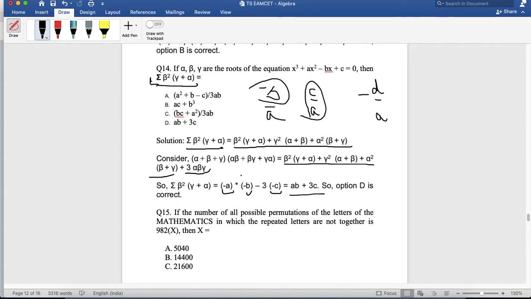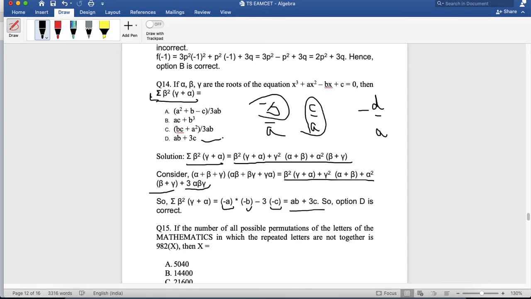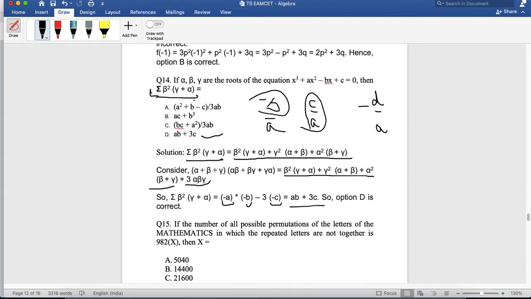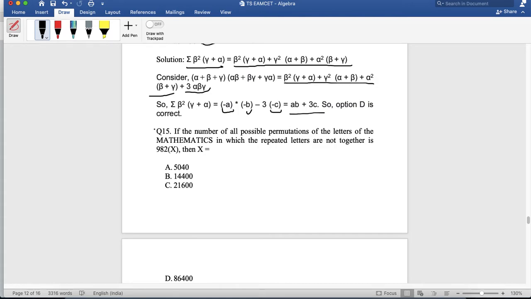So ab plus 3c, option D is correct. This is a very straightforward problem, but the only difficulty here is remembering the formula. Please remember the formula.